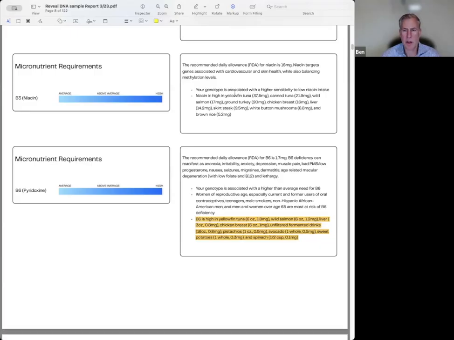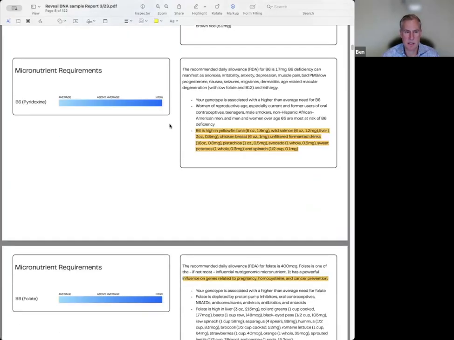So again, it gives you a quick glance view of some foods that are very rich in niacin. Tuna, salmon, turkey, chicken, steak, mushrooms, brown rice. Next is B6, pyridoxine.